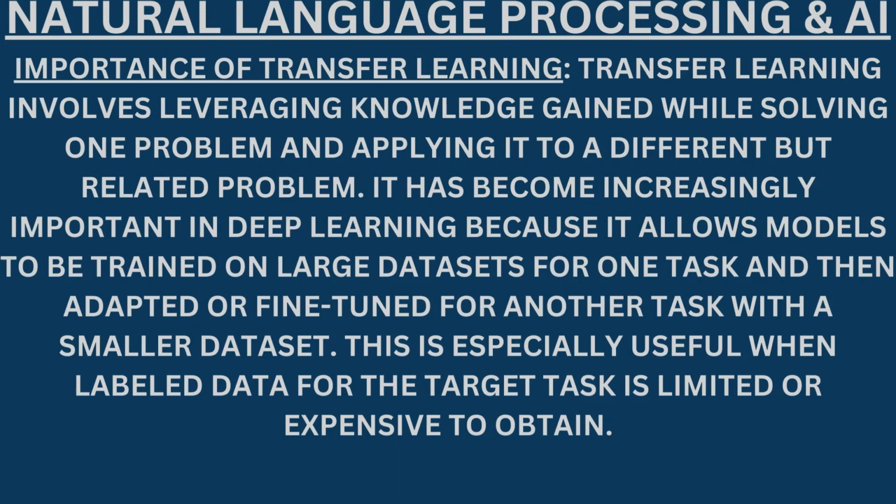Importance of transfer learning. Transfer learning involves leveraging knowledge gained while solving one problem and applying it to a different but related problem. It has become increasingly important in deep learning because it allows models to be trained on large datasets for one task and then adapted or fine-tuned for another task with a smaller dataset. This is especially useful when labeled data for the target task is limited or expensive to obtain.